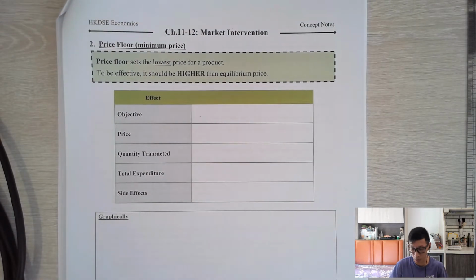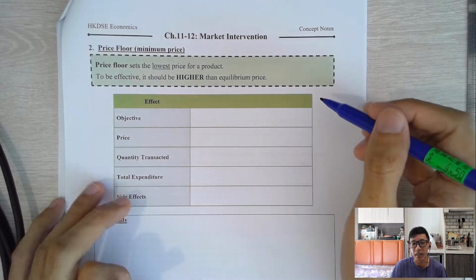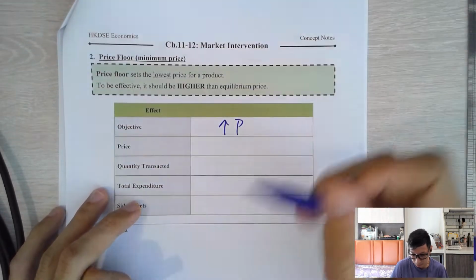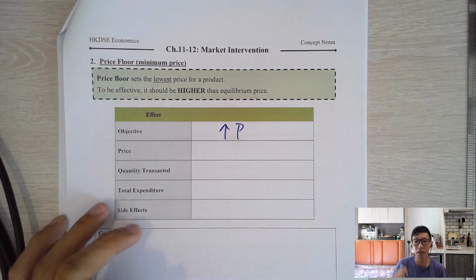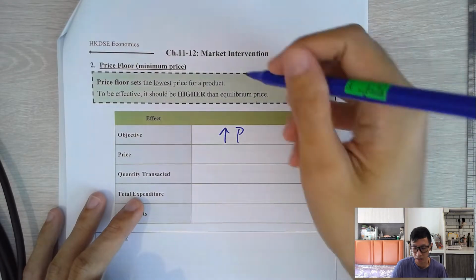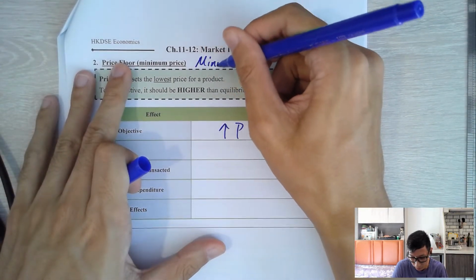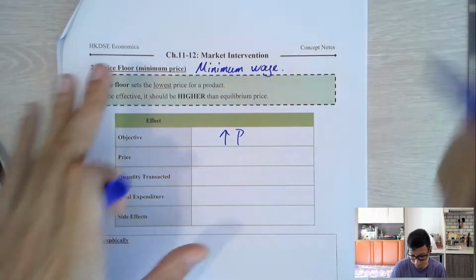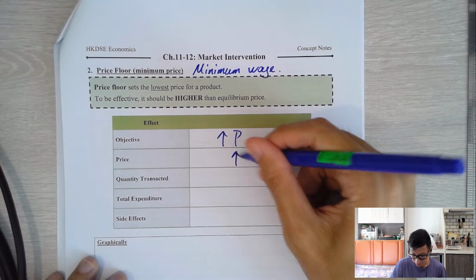We talked about this in class, so we won't go over it again. So therefore the objective is that we want to increase the price. One of the most important examples of price floor in this world is something we call minimum wage (最低工資). Now therefore the price obviously would increase, right?